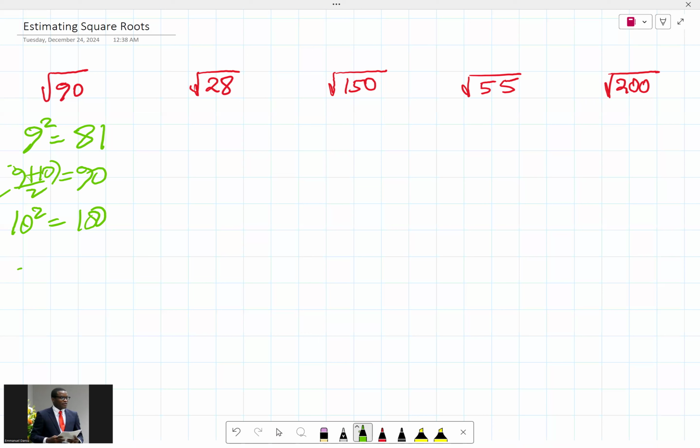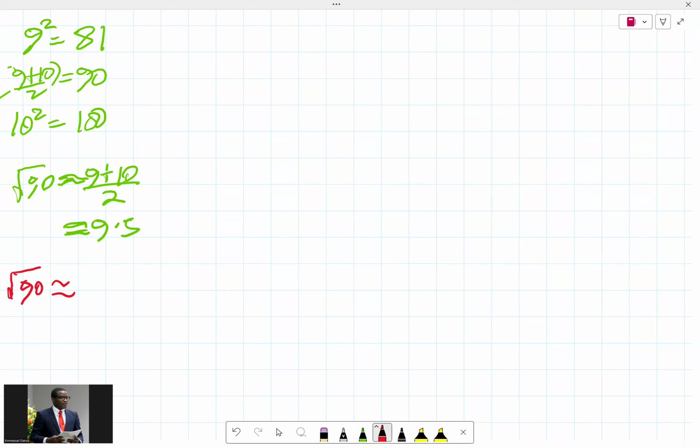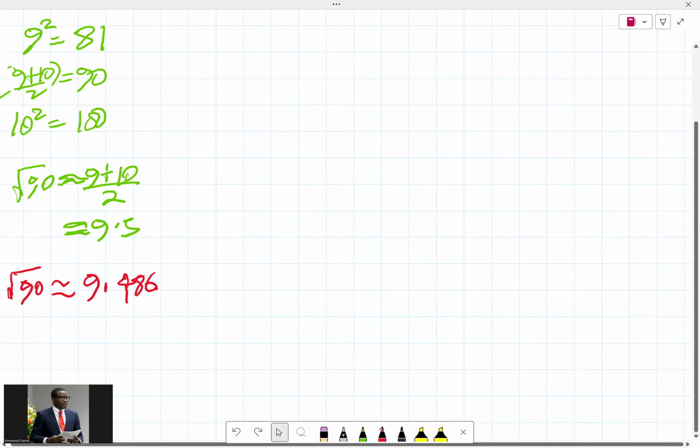So the square root of 90 can then be said to be something like 9 plus 10, divided by 2, which is 9.5. So it's just an approximation, right? Actually, if you punch your calculator, the square root of 90 is approximately 9.486. So you can see that the answer is really close. All right, so that's how to estimate square roots.